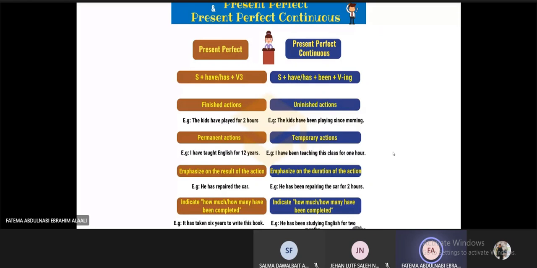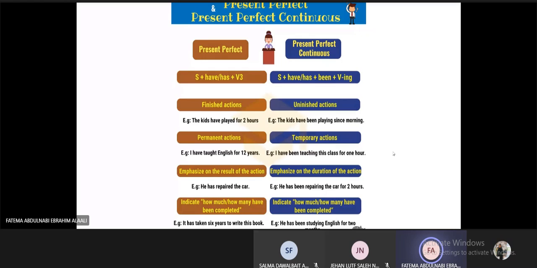Present perfect we use for finished actions, and present perfect continuous we use for unfinished actions. Present perfect is used for permanent actions, and present perfect continuous for temporary actions. For present perfect, we use it to emphasize the result of the action, and for present perfect continuous, we emphasize the duration of the action.